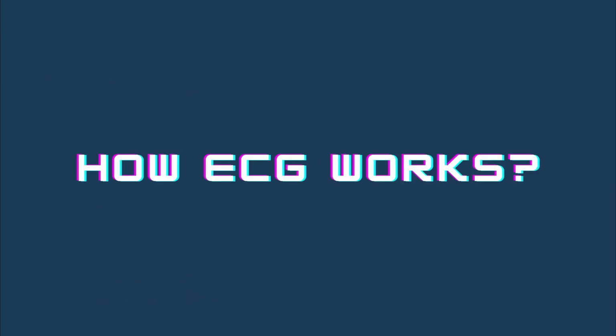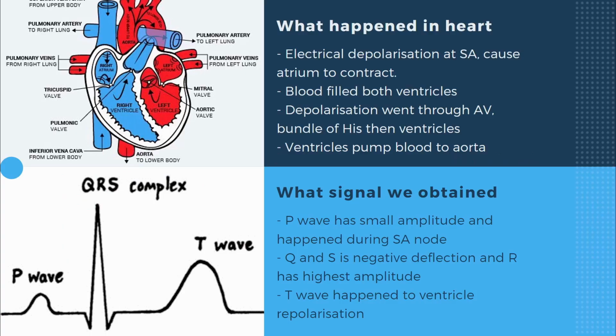But how does ECG work? ECG obtains the data by detecting the electrical signal that is generated by our atrium and ventricle during the heart pumping. The first electrical signal is generated at the sinoatrial node while blood is filling the atrium to the ventricle. At this signal, the atrium contracts and pushes the blood from the atrium to the ventricle and causes the P wave that we see at the bottom. The P wave happens during this particular phase.